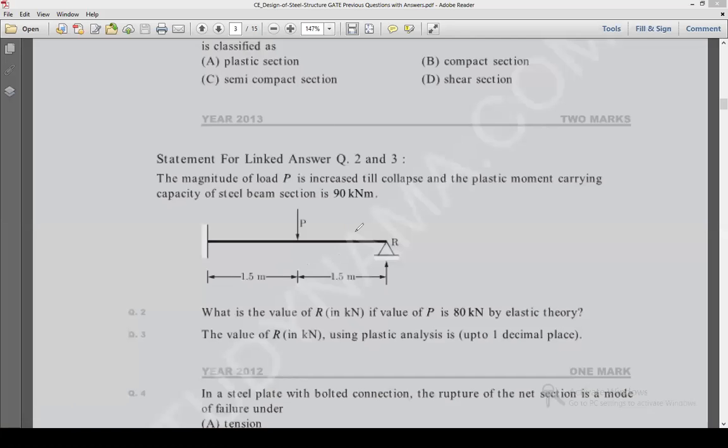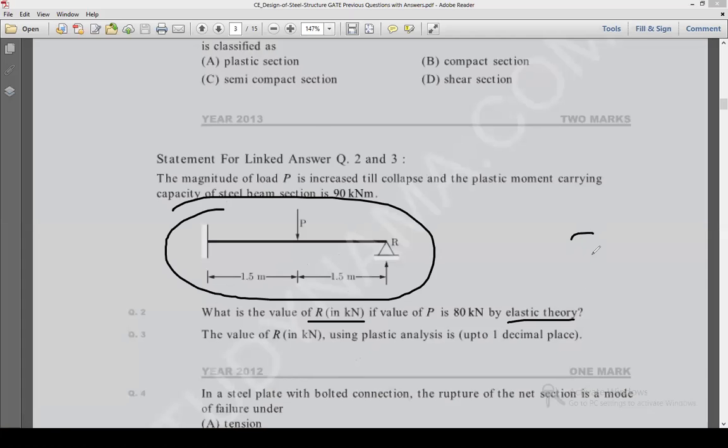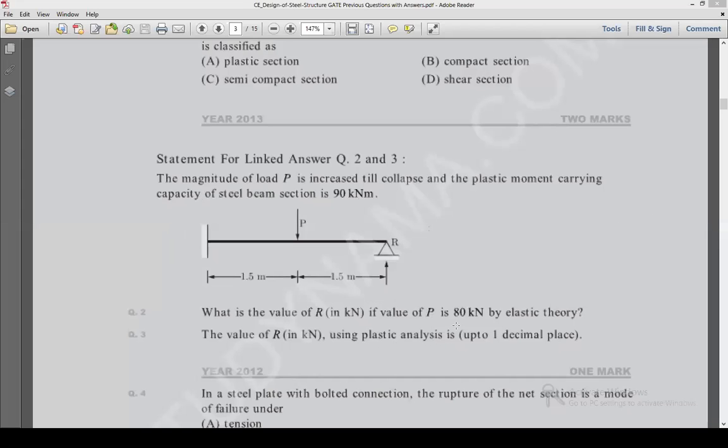Yes, sir. If you see, this is the beam which is given. You have to find out the value of R for elastic analysis, as you have studied in SM1 or mechanics of solids. And by using plastic analysis, you have to find out the value of R, means by using the virtual work method, the kinematic method or the static method, you can find out R, the support reaction. That is one question which is asked, for 2 marks.